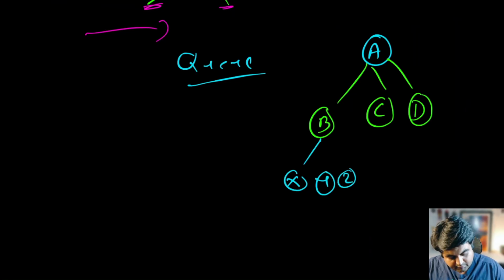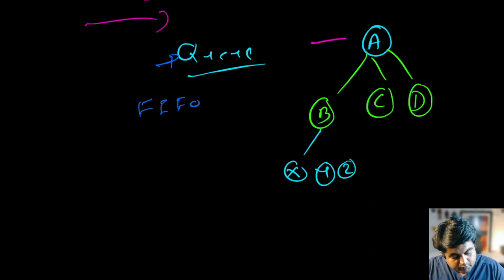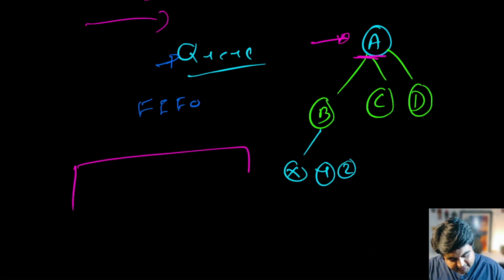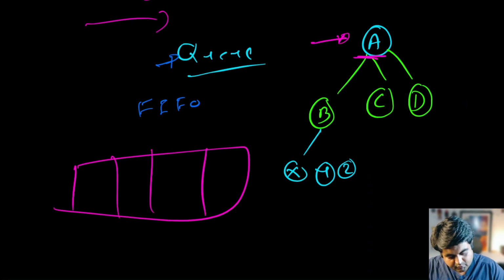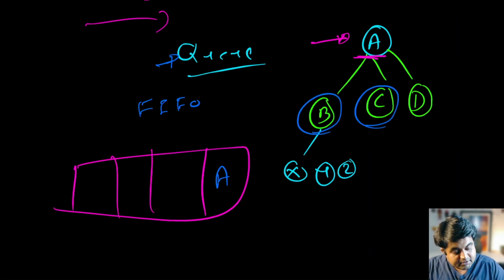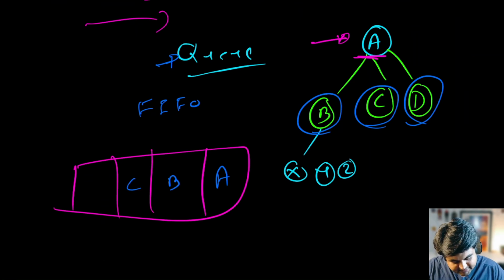So we know the concept of a queue. It operates on the first in first out principle. So we are going to insert A at the beginning of the queue. Currently my queue is empty. I'm going to add an entry A over here, and then I'm going to enter all the neighbors of A that are currently present. So the values are going to be B, C, and D.